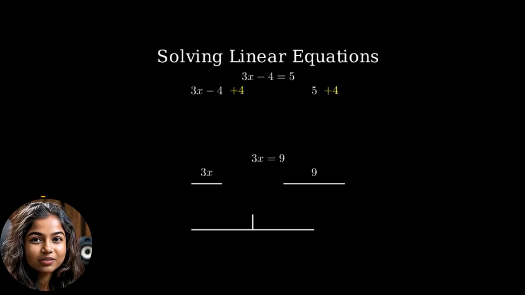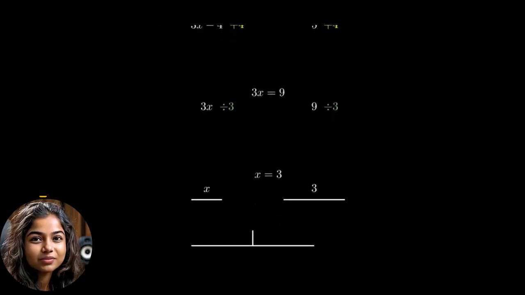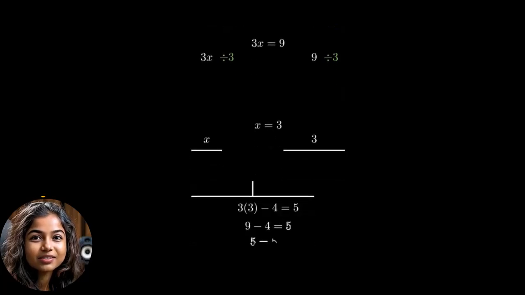Now we have 3x equals 9. To isolate x, we need to divide both sides by 3. Remember, whatever we do to one side, we must do to the other side to keep the equation balanced. Let's verify our solution by plugging x equals 3 back into the original equation. 3 times 3 minus 4 equals 5. 9 minus 4 equals 5. 5 equals 5. Therefore, x equals 3 is the correct solution.